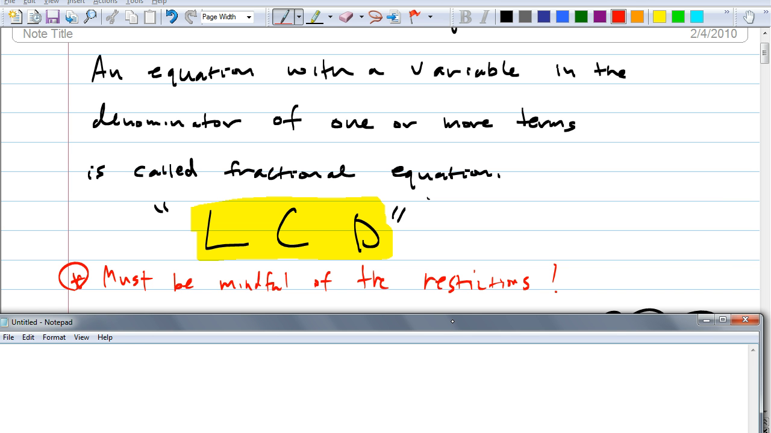That's the only difference, okay? In all the other equations, we had fractional coefficients. We didn't have any variables. Now that we have variables in the denominators, you have to be mindful of restrictions. Okay?